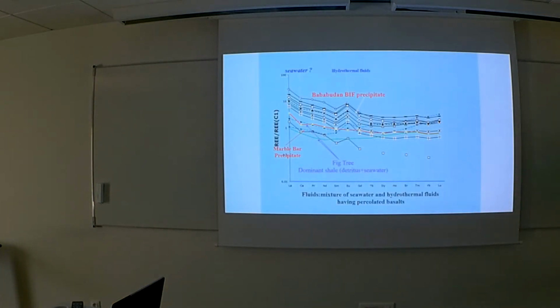Yeah, so these are the samples of the banded iron formation. They are similar to the other ones, Marble Bar or Fig Tree from southern Africa. The one thing is that here they show a positive europium anomaly. This could be related to the input from the hydrothermal plumbing systems. And we do not have any significant cerium anomalies, only a very feeble cerium anomaly that would be related to the redox conditions in the seawater.